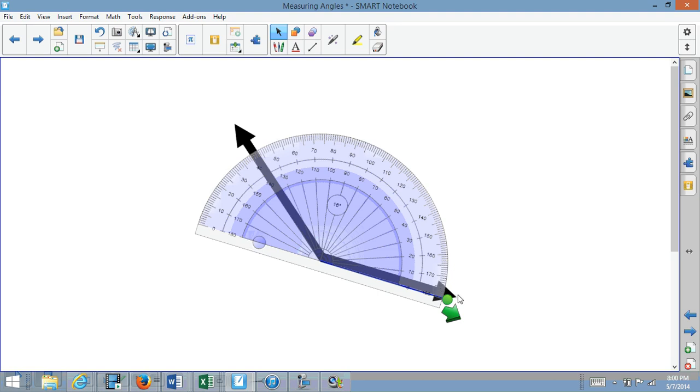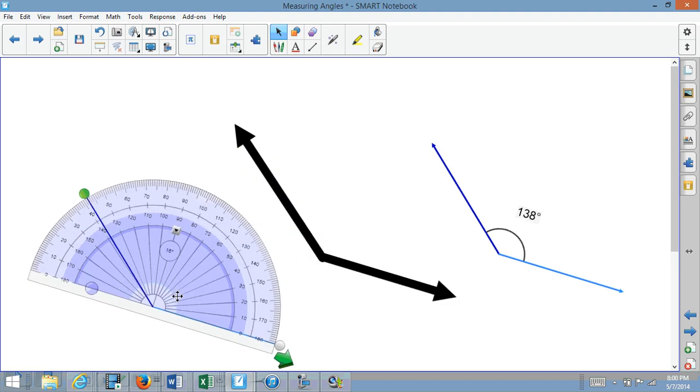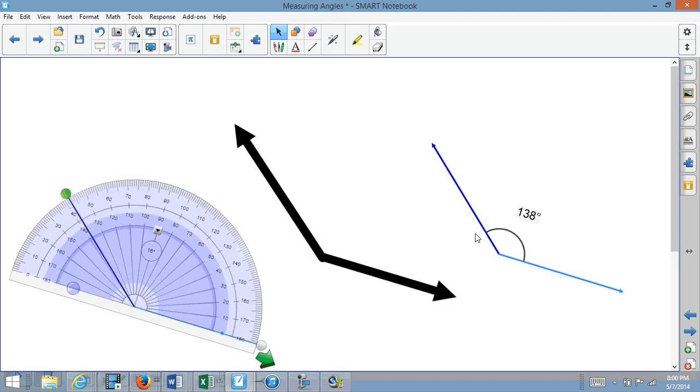So this protractor happens to have this arm, which allows me to rotate it to get to the other side over here. So let's move it just a little bit more. Okay, and it looks like it's pretty much centered. And now I can shoot out an angle, and it tells me how big this angle is. Now it looks just like that. That angle is approximately 138 degrees.